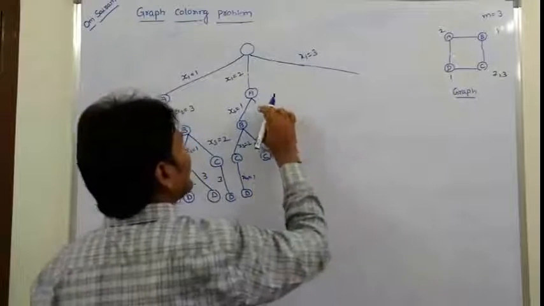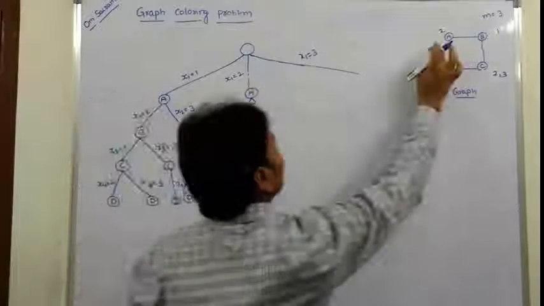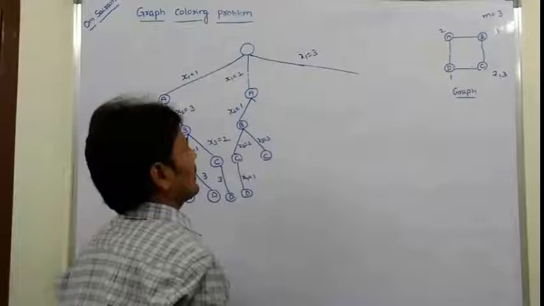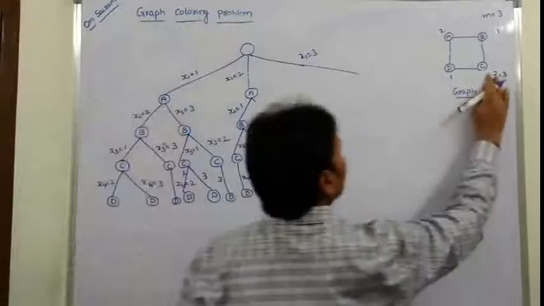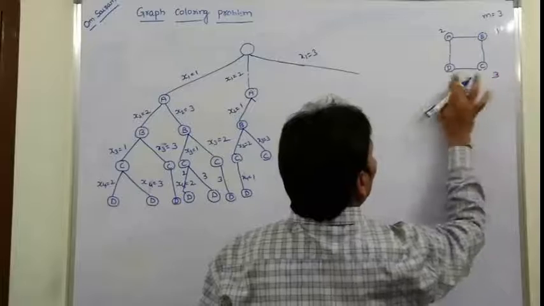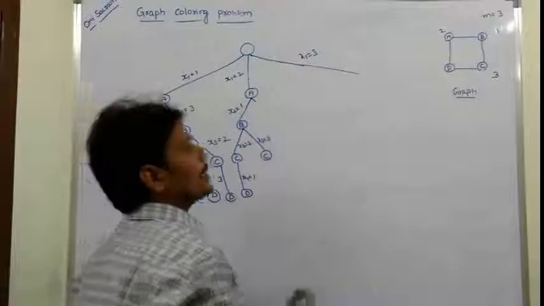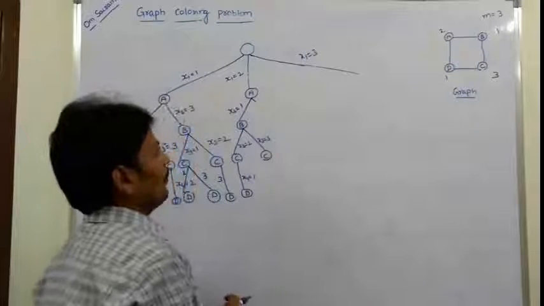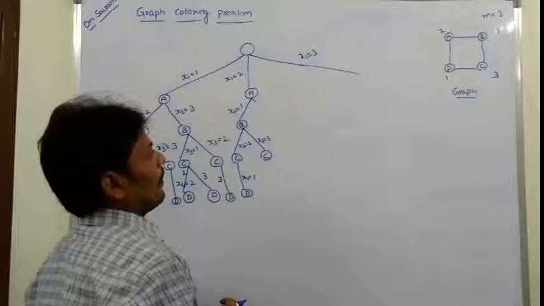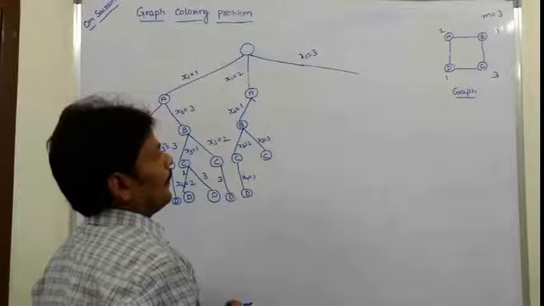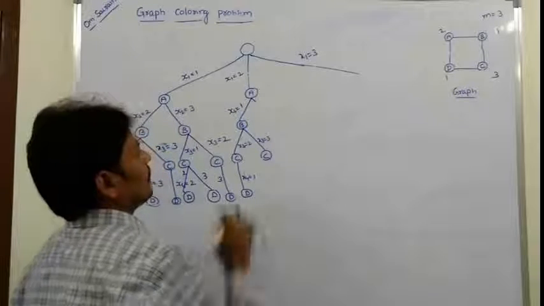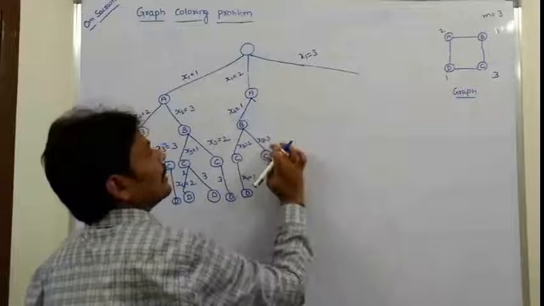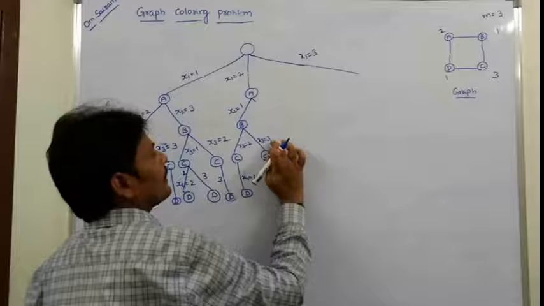Next, suppose we take this one. Vertex A is filled with the second color. Vertex B is filled with the first color. Vertex C is filled with the third color. What is the possible color we are using for vertex D? It is only one.